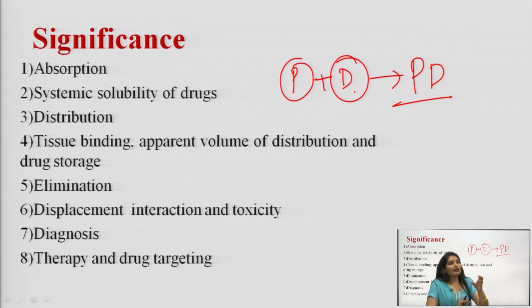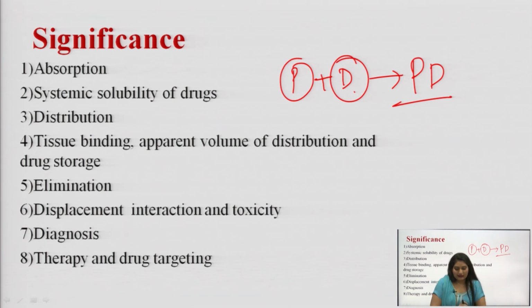Okay. So, the protein drug binding can affect the absorption process. I have told you in the very first class that these complexes affect the absorption process, distribution, elimination. So, protein drug binding is also a type of complexation process. So, this protein drug binding will also influence the absorption process. Okay. Second one is systemic solubility of drugs. Due to the complex formation, the systemic solubility of drugs will be reduced.